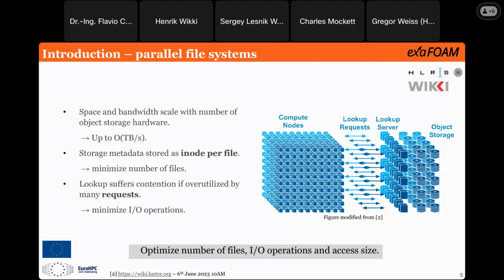And all of these measures here to optimize the number of files, keeping fewer files, but aggregating them with larger access sizes, and thus also minimizing the number of I/O operations. So these are all good means to optimize or minimize the number of requests to the file system.